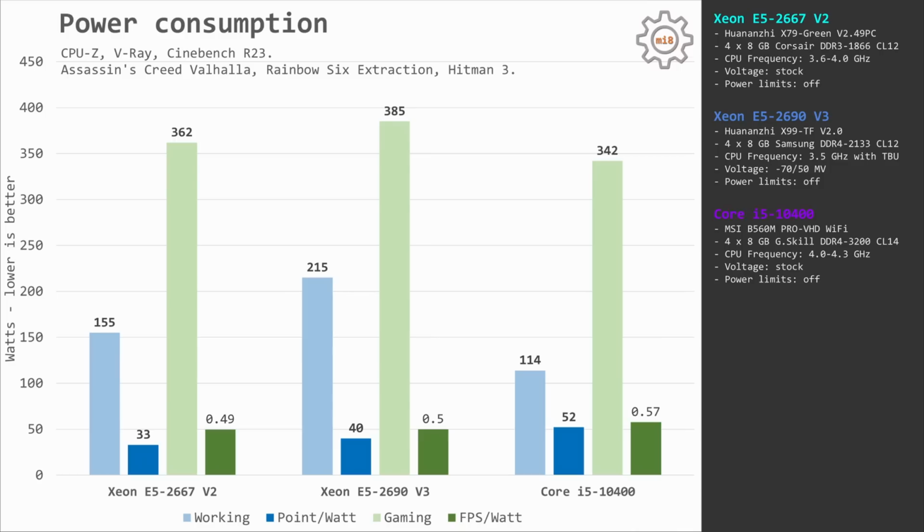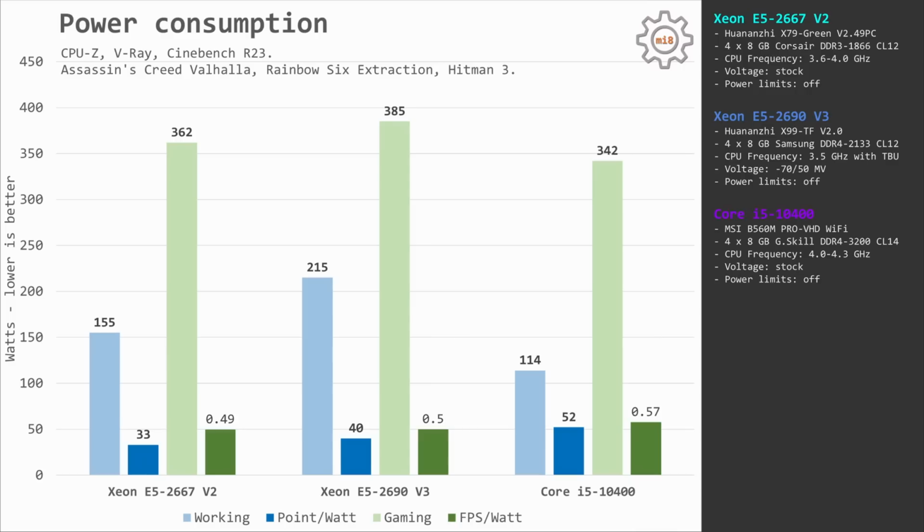Using all CPU cores with the CPU-Z, V-Ray and Cinebench R23 benchmark, Xeon E5-2667 V2 system consumes about 155 watts. Under the same benchmarks, Xeon E5-2690 V3 system consumes about 215 watts.